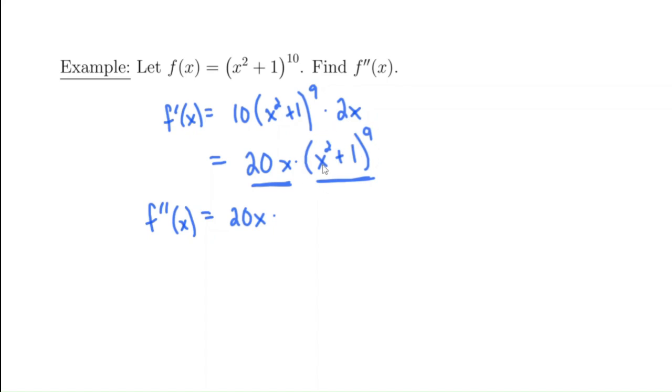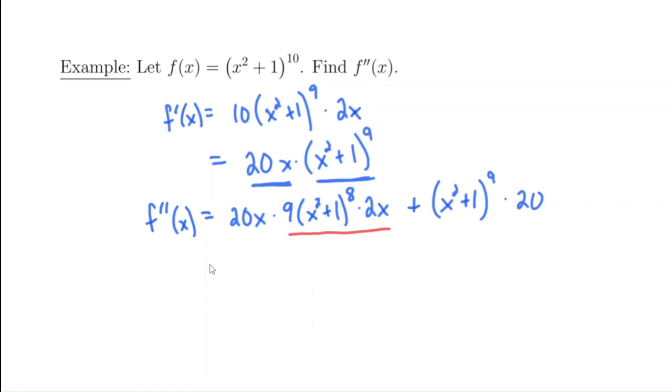Well, what's the derivative of this? It would be 9 times x squared plus 1 to the 8th power times 2x. So all of this right here, that is the derivative of this second part. Okay, so we did the first function times the derivative of the second, plus now the second function, x squared plus 1 raised to the 9th power, times the derivative of the first, and the derivative of 20x is just 20. And you could simplify this if you want.